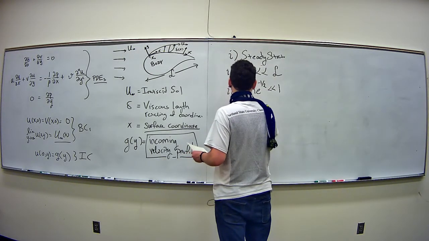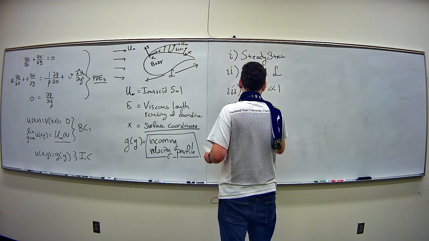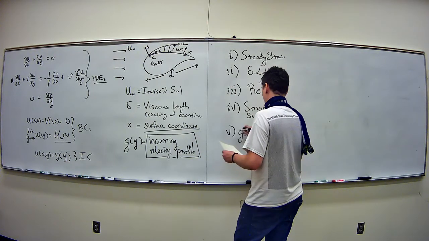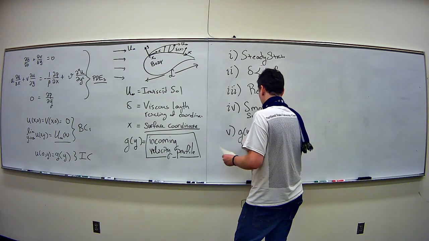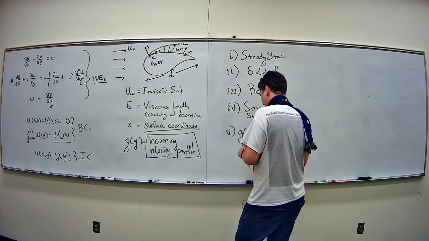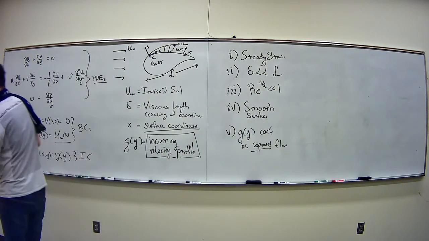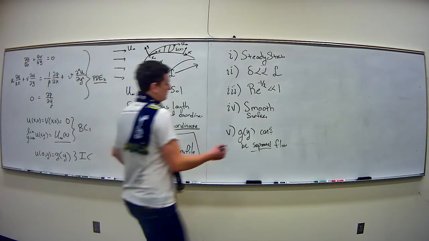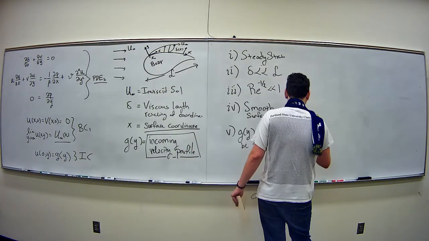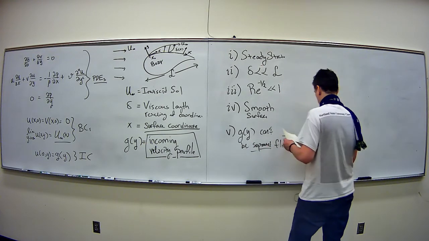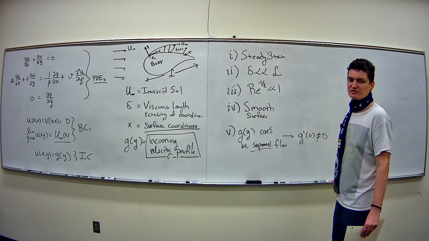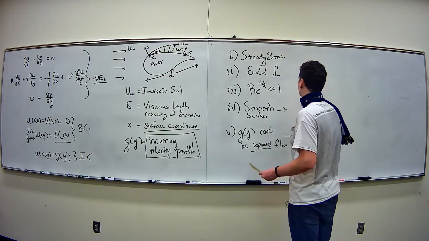Okay, another implicit one we also said was a smooth surface. And then another implicit one, something we'll talk about later, is that it can't be a separated flow. And then we'll have conditions for that. We'll just do some conditions later. But this is equivalent to saying that the incoming function g can't have zero shear on the boundary, or else you would have separated flow. We'll see why that is. Smooth surface is actually that curvature.